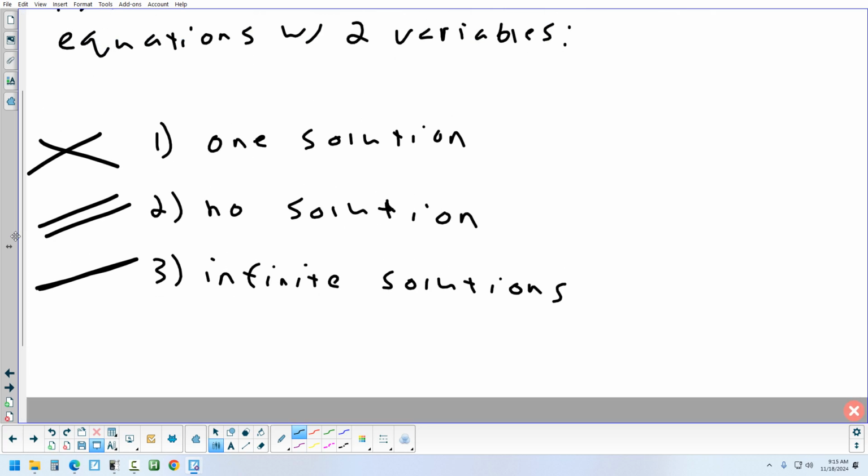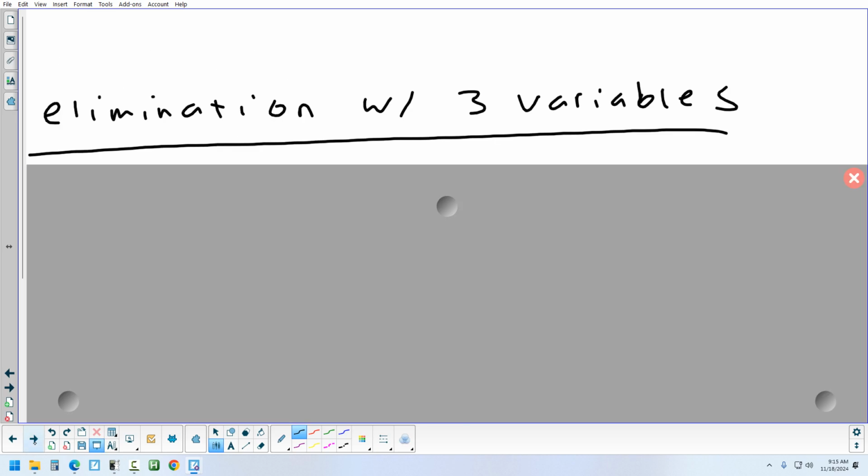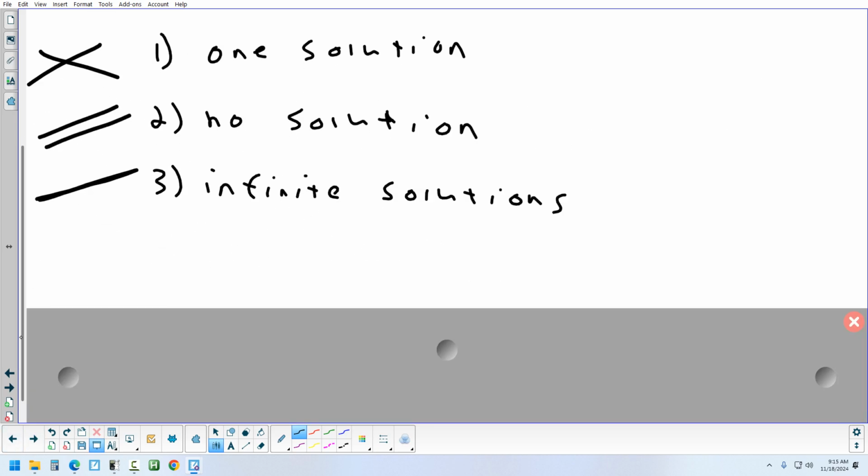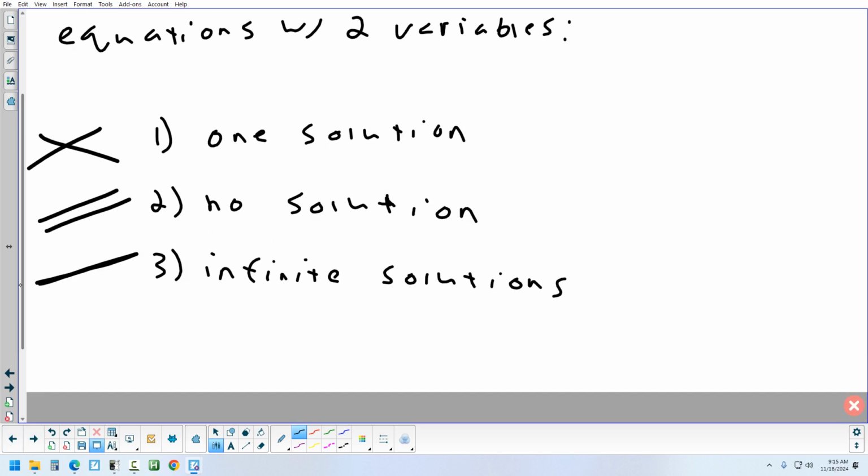Okay, so let's try one of the cases we haven't done. And then we'll finish up with the 3 variable. Okay, so again, visually, you don't have to worry about drawing it because we're not doing sketches. But I think the visual helps it make sense why you could get no solution, because it's lines that don't cross.